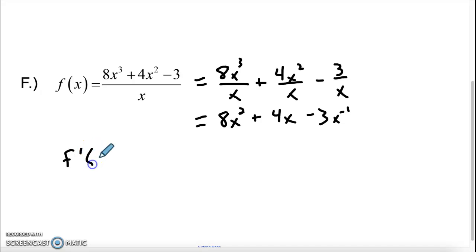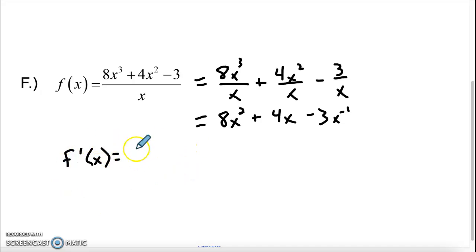As you're going through, be careful where you're putting equal signs. We just simplified my original function, but now I am creating a new function, the derivative. So make sure that you don't just put an equal sign here and then write the derivative. Make sure that you specify that this is a new function. This is the derivative function.